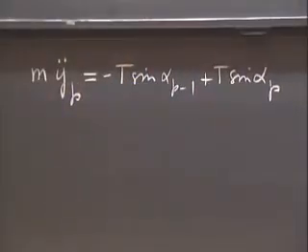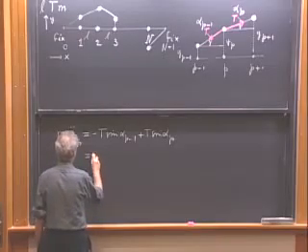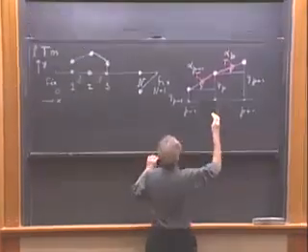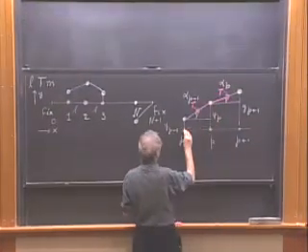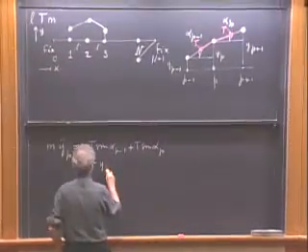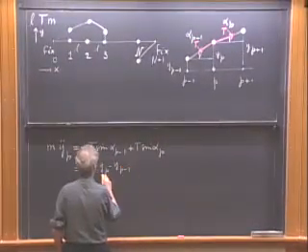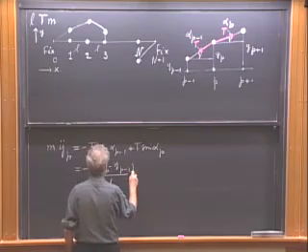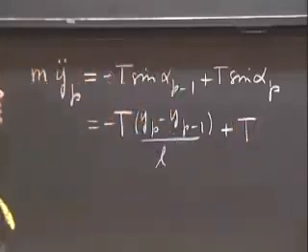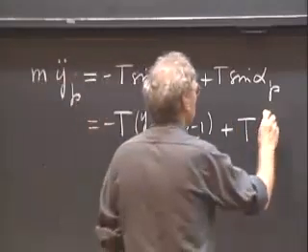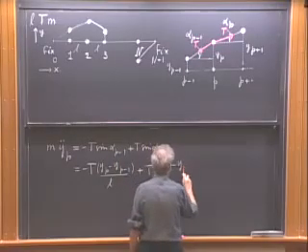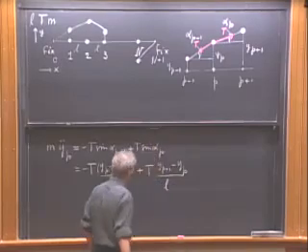But of course I know what the sine of alpha_(p-1) is, because the sine of alpha_(p-1) is y_p minus y_(p-1), divided by L. And so I can write here y_p minus y_(p-1), divided by L. And here I have T, the sine of alpha_p is y_(p+1) minus y_p, divided by L.